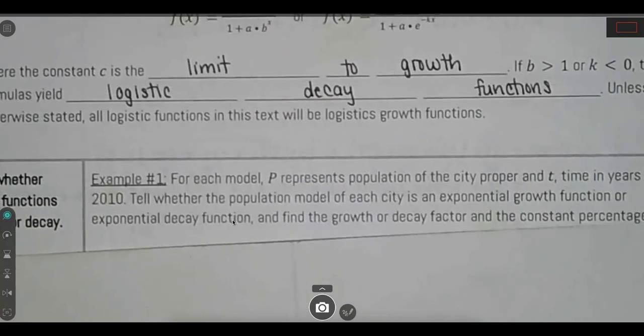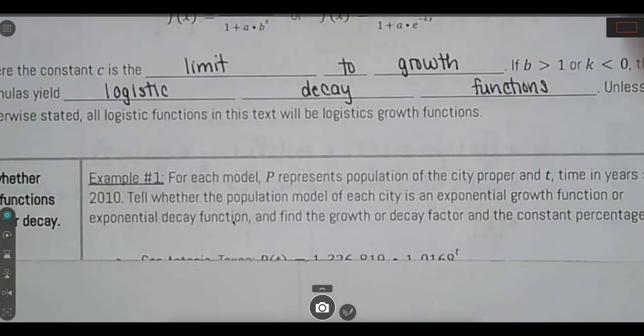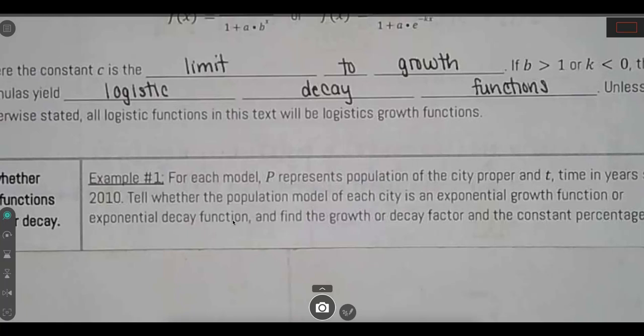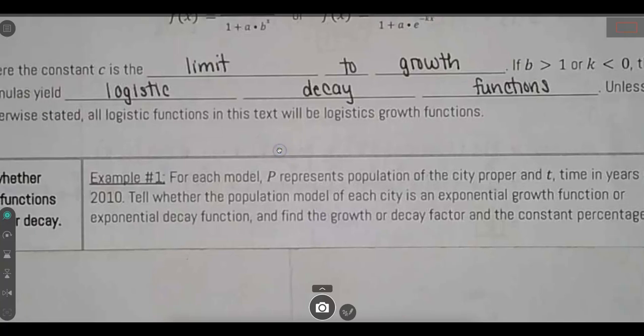Okay, example number 1. For each model, P represents population of the city proper and T time in years since 2010. Tell whether the population model of each city is exponential growth or, hold on one second. I think I may have cut that part. Exponential growth or decay. Does everyone know how to determine if something is growing or decaying? Okay, good. Exponential growth or decay, find the growth or decay factor and the constant percentage rate.